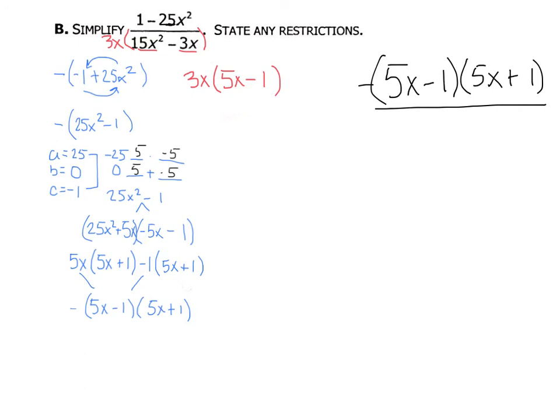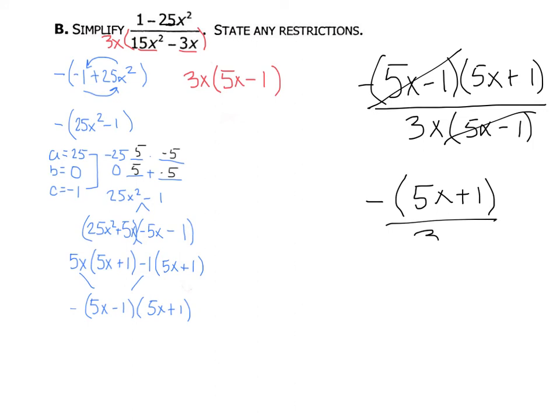So I'm going to bring this over here and have 3x and then 5x minus 1. Cancel out any common factors, so that one and that one. What it leaves me with is negative, and then 5x plus 1 still there, and there's a 3x in the bottom. And that is it factored.